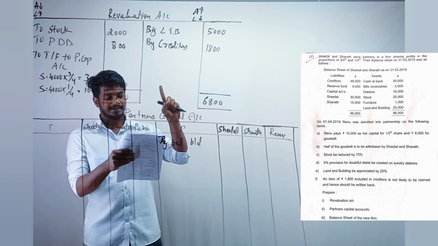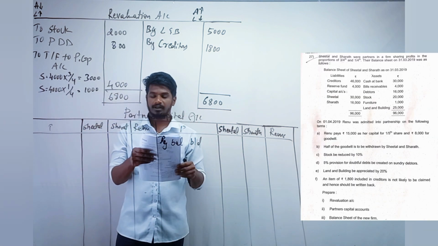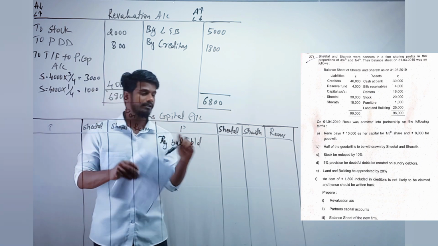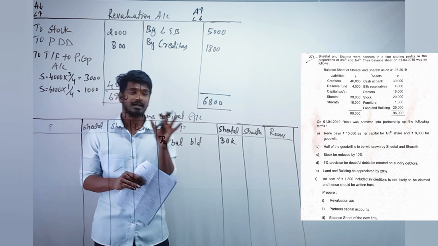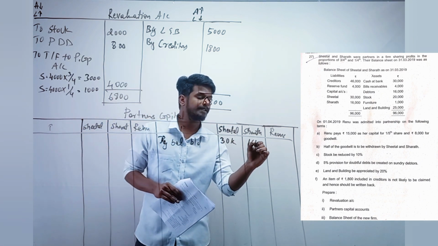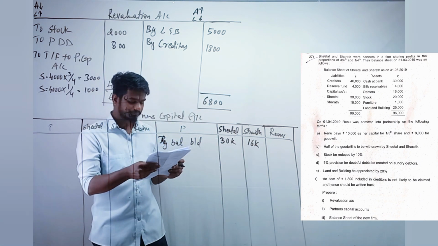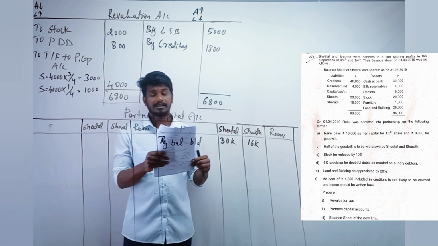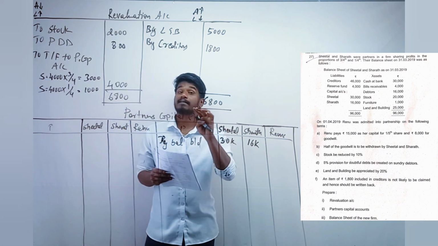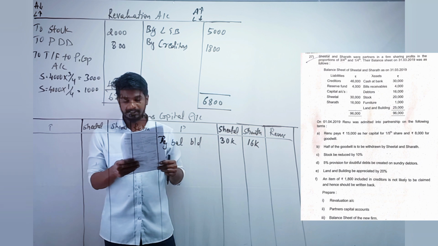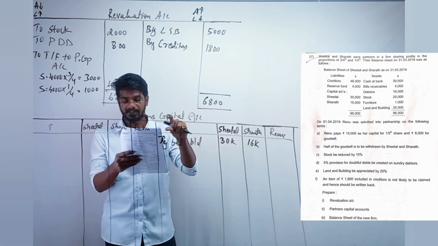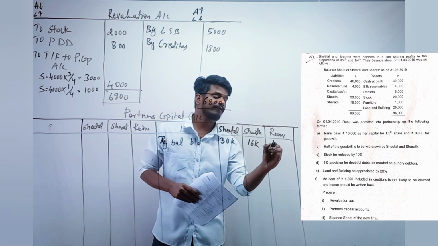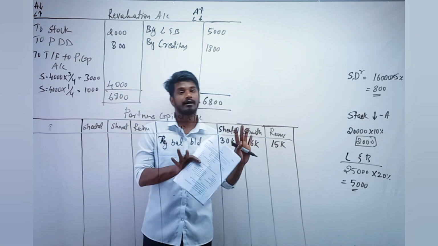So record each partner's capital. You can see in the liability side, Sheetal's capital is 30,000 and Sharad's capital is 16,000. Correct. Next, Renu's capital is given in the adjustment, the first adjustment. You can see that Renu pays 15,000 as her capital. So Renu's capital is 15,000.